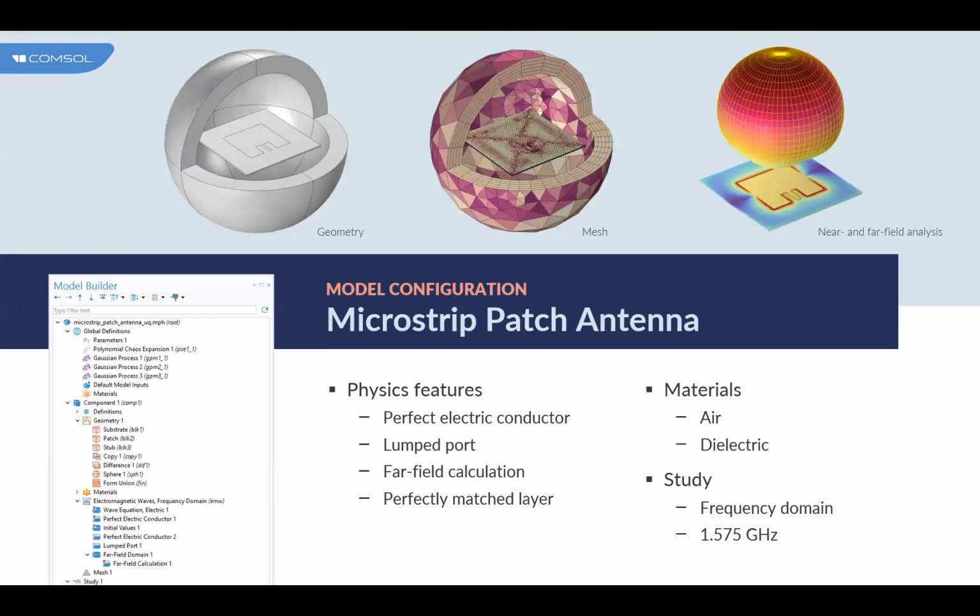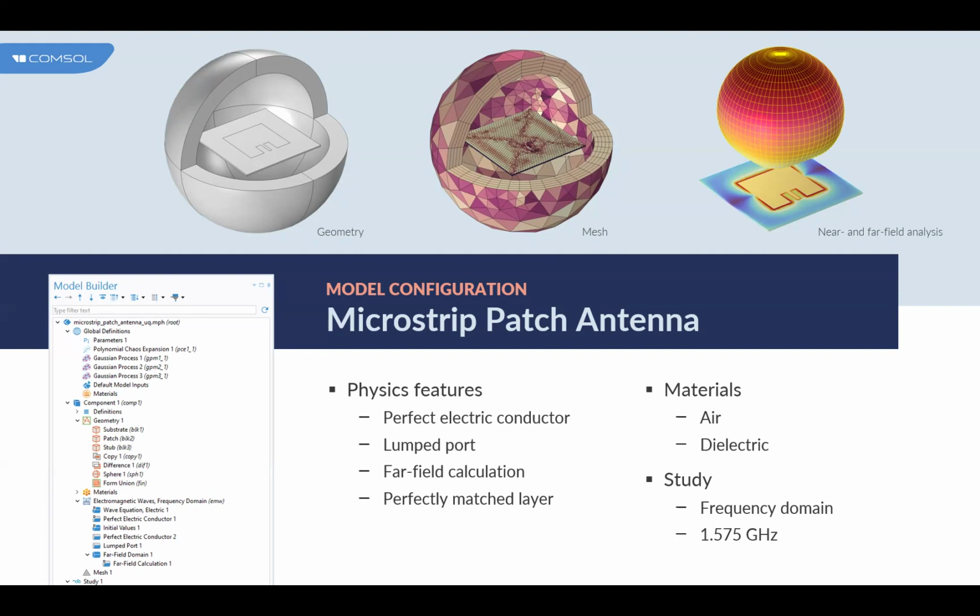Let's take a look at the direct microstrip patch antenna simulation model first. It is configured with several key physics features. The materials include air and a dielectric substrate, which can influence the antenna's resonance and radiation characteristics. The study is conducted in the frequency domain at 1.575 GHz, which is a common operating frequency for GPS applications.